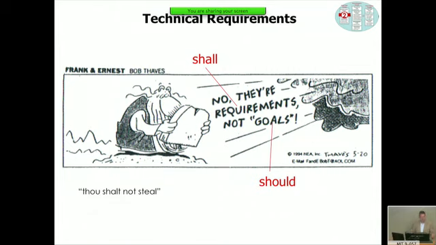Shall is a very hard constraint, and that's what you will be judged against. And should is essentially a desirable goal, but the degree of attainment is somewhat flexible.